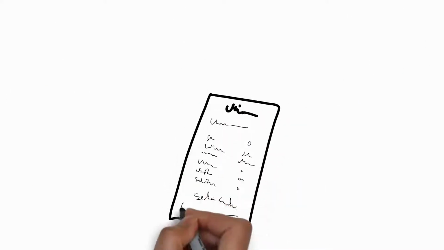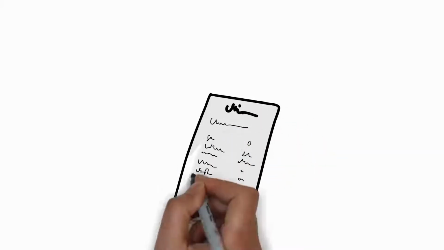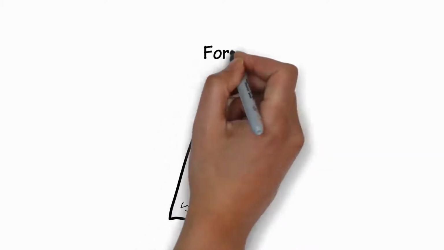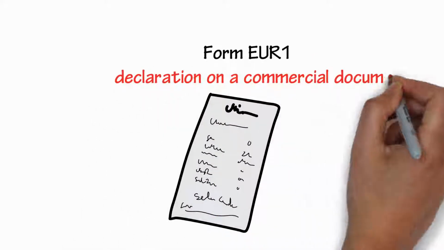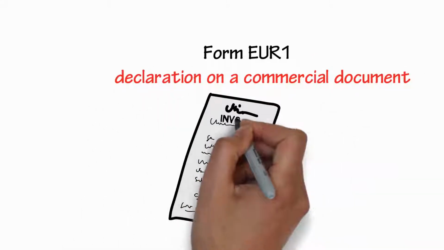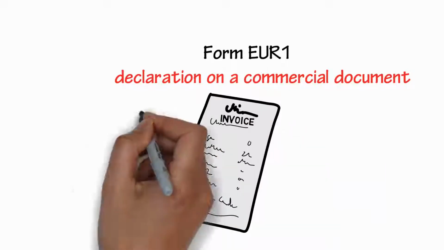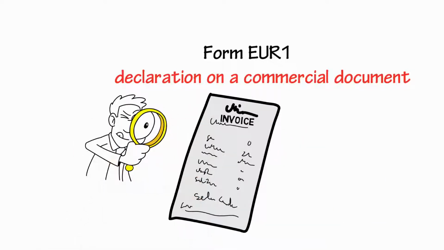Proof that the goods have fulfilled all the EU origin requirements can be given by the OCT exporter on a Form EUR1, or on a declaration on a commercial document, such as an invoice, which describes the products concerned in sufficient detail to enable them to be identified.